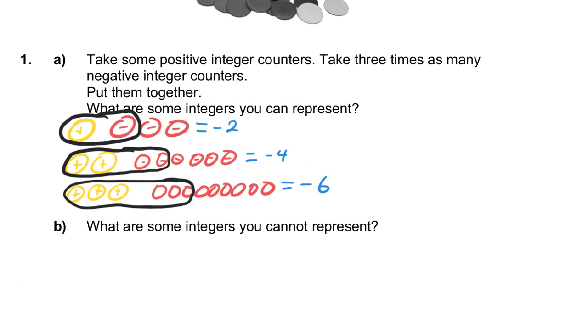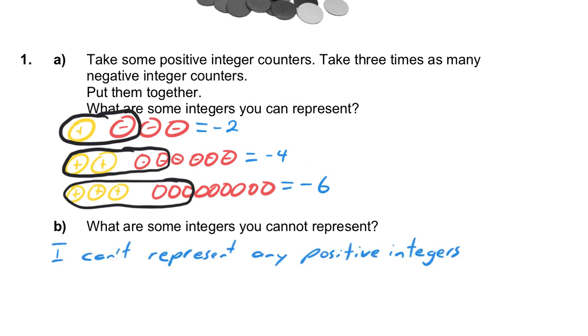What are some integers that I can't represent? Well, first I know that I can't represent any positive integers because I'm always going to have more negative integers than I have positive integers, no matter what. If I have 2, now I've got 3 times as many negatives. Here I've got 3, and I've got 3 times as many negatives. So I can never make a positive integer. But I also know this.